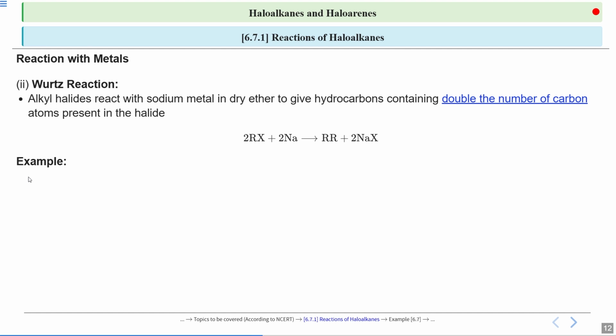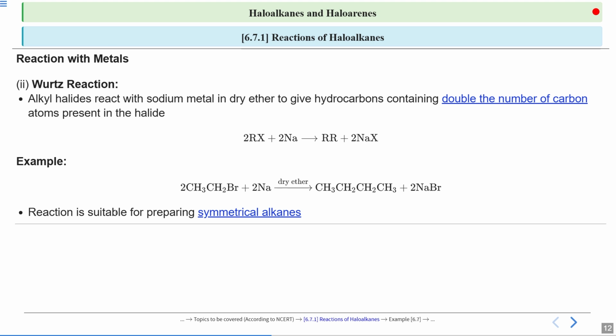Let's see an example of this reaction. 2 CH3CH2Br plus 2 Na in the presence of dry ether. So in the presence of dry ether, you are reacting an alkyl halide, ethyl bromide, with sodium metal. You are taking 2 molecules of ethyl bromide reacting with 2 sodium metals. In the presence of dry ether, the reaction proceeds, and you get CH3CH2CH2CH3, that is butane having 4 carbons, plus 2 molecules of sodium bromide.